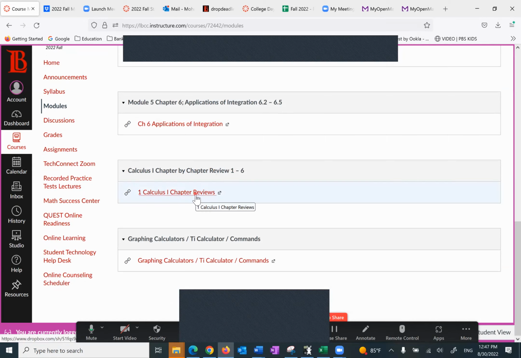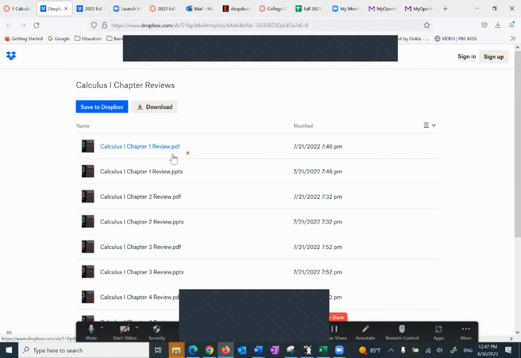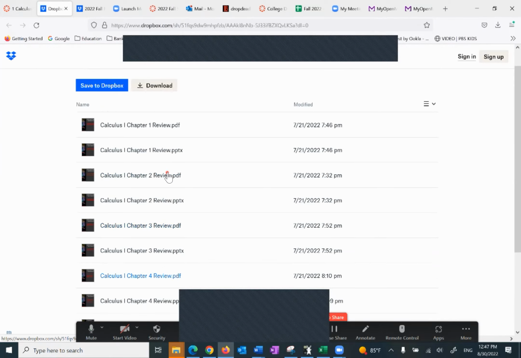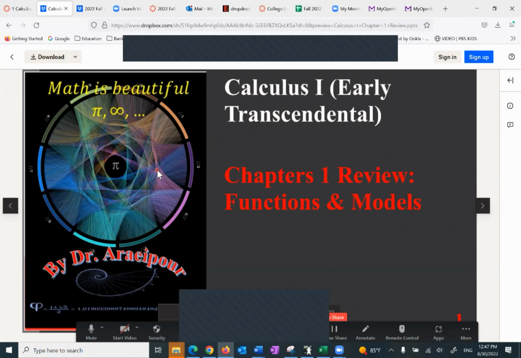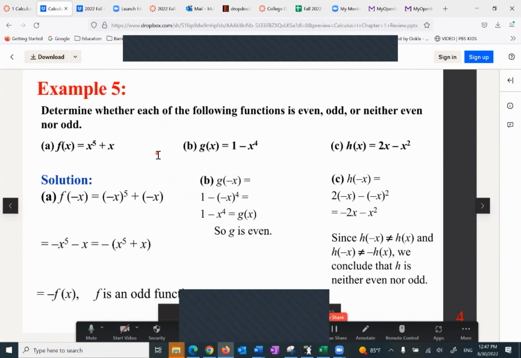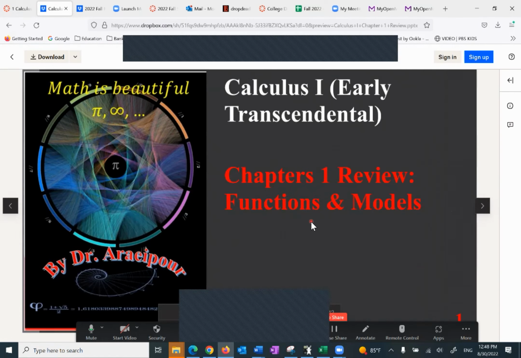This is chapter reviews. This is an additional resource. Chapter 1 is here, and the review. The synopsis of the chapter is given here. And this is exactly what some of you may need to catch up and get ready for calculus. So I can't emphasize this enough. The first chapter gives you the synopsis of what you need before you start calculus.